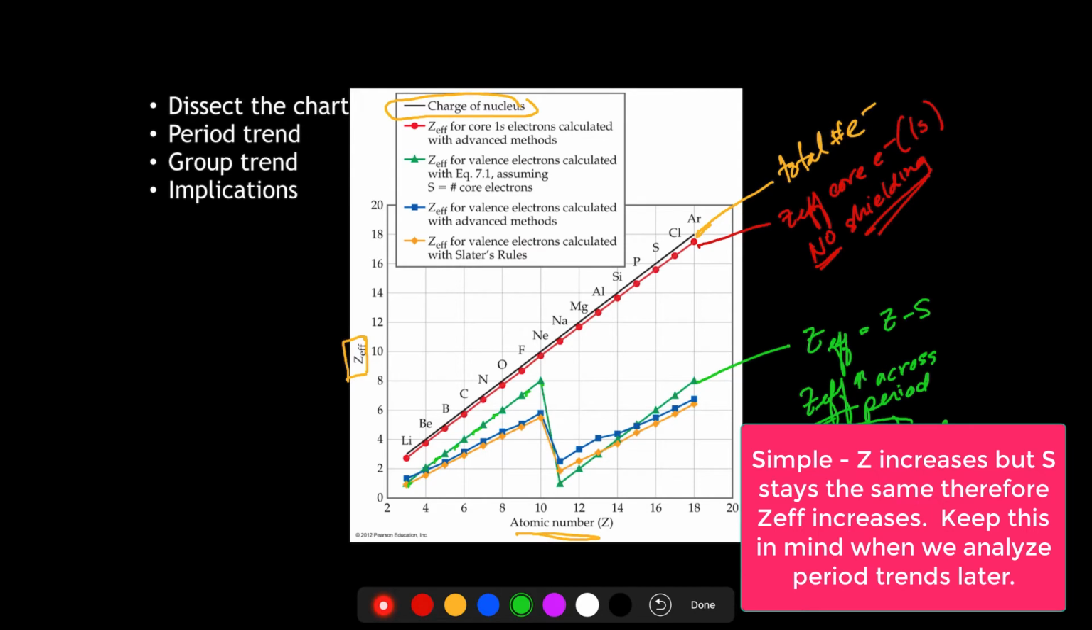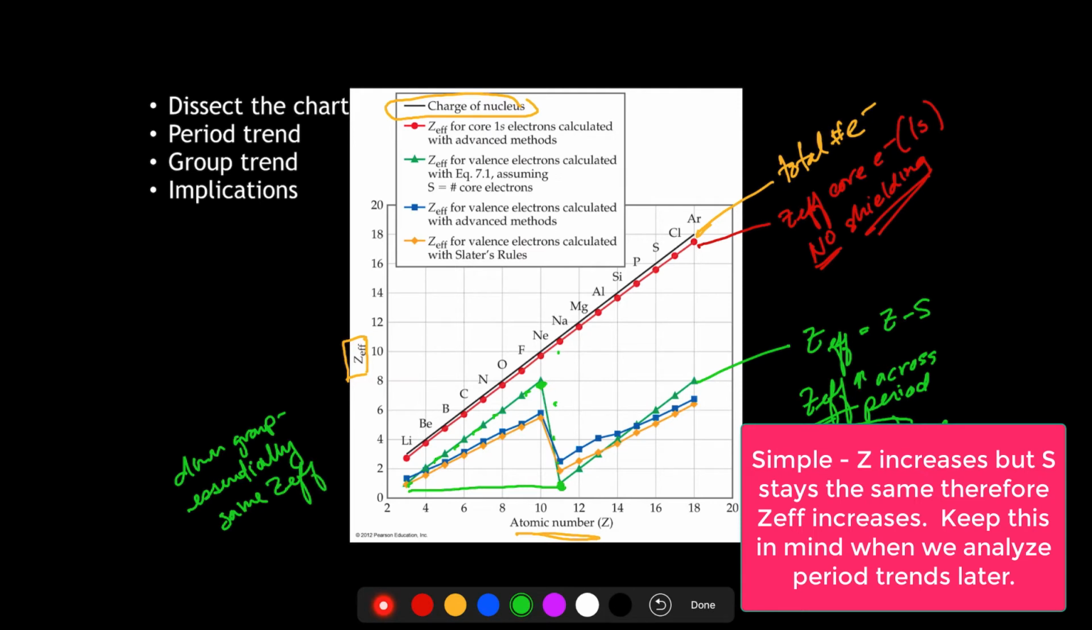So you'll see that at the end of period 2, when we get to neon, we come back down here for sodium. And what do we notice about sodium and lithium? Same thing, and same thing again. So we'll note that going down a group, what is the trend? They're essentially the same.